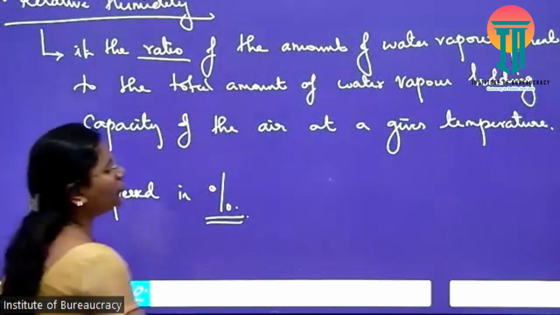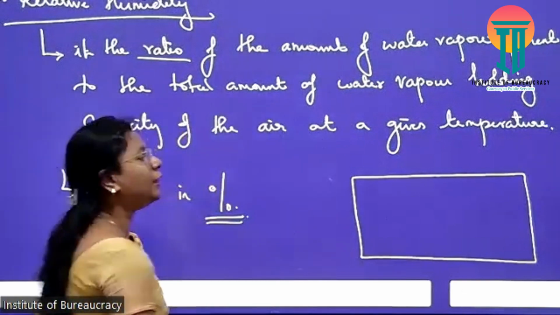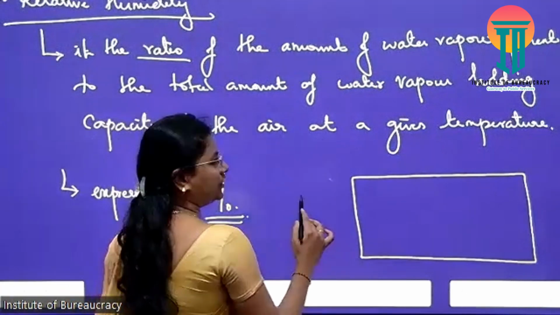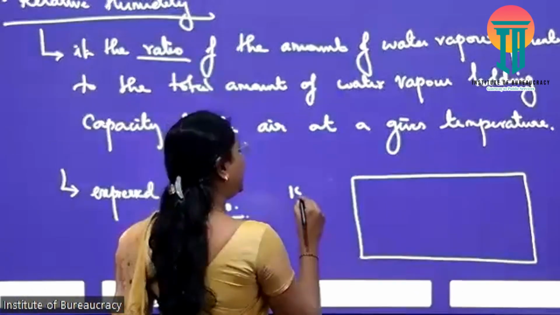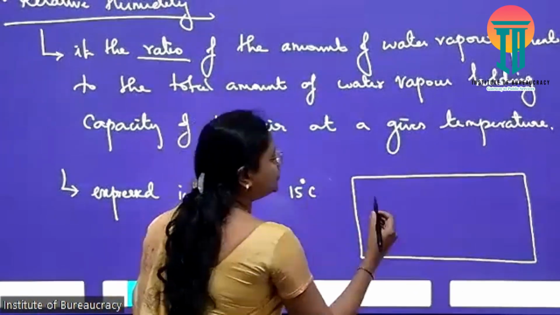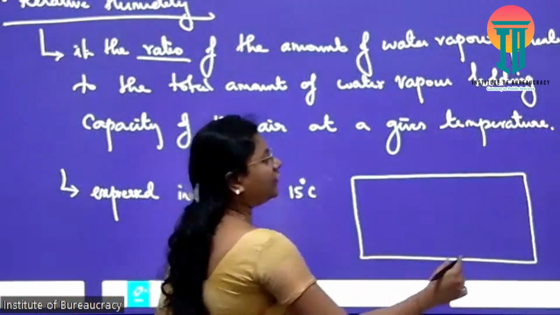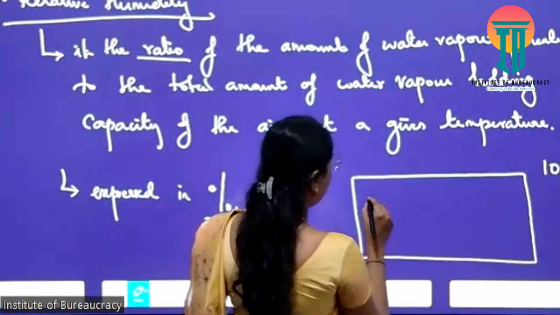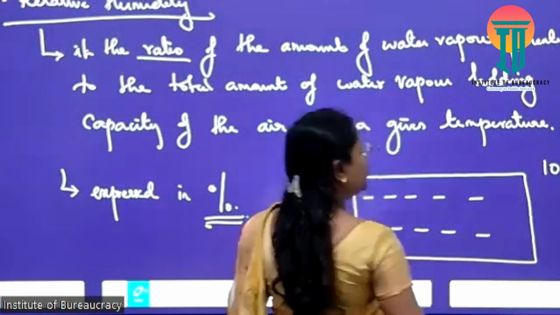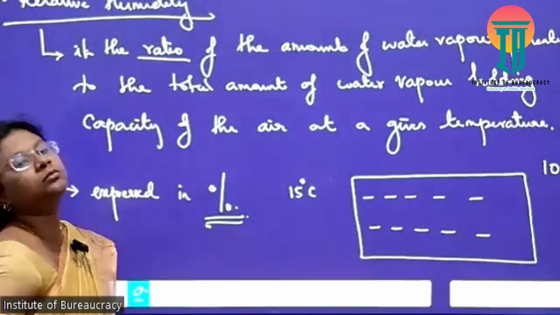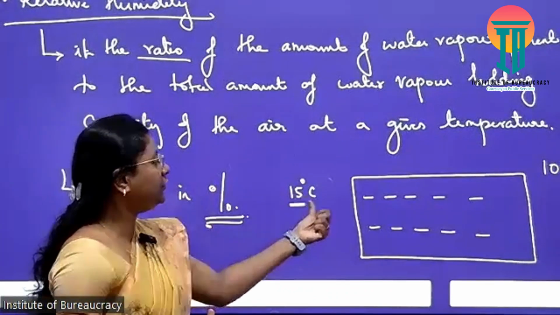For a particular air at a given temperature, we saw humidity capacity before. For example, at 10 degrees Celsius, 7 molecules are possible. Or I'm going to consider 15 degrees Celsius. What is the total vacancy, or total water vapor, it can hold? It is 10. So 1, 2, 3, 4, 5, 6, 7, 8, 9, 10. There are 10 water vapor molecules the air can hold at 15 degrees.